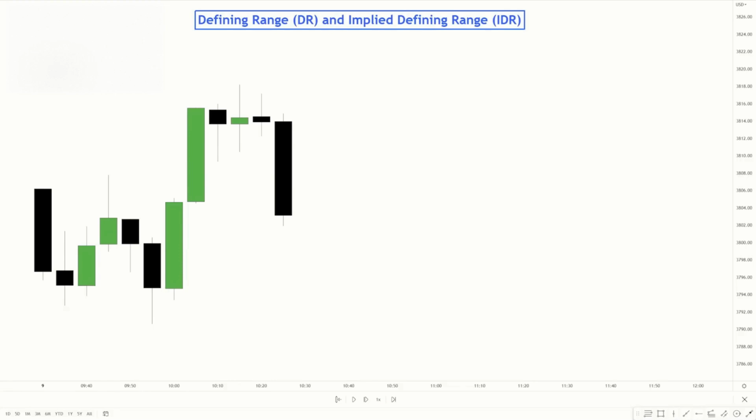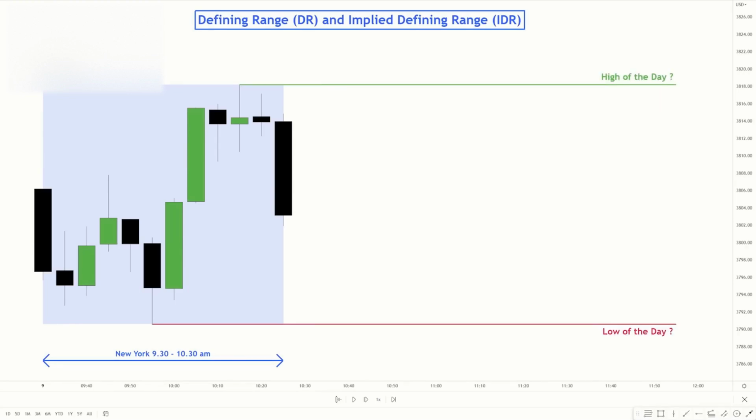First, we need to mark what is called the defining range, or short DR. This defining range is from 9:30 a.m. until 10:30 New York local time. Let us draw a box around that, 12 candles in the 5-minute chart. Now I am going to mark the high and the low of this range, including the wicks. And here it is getting interesting with the first part of the rule.